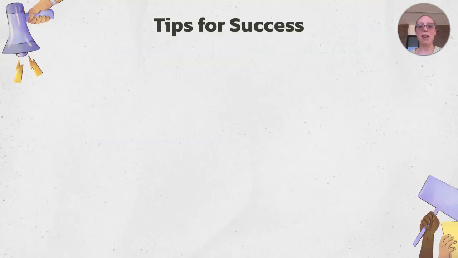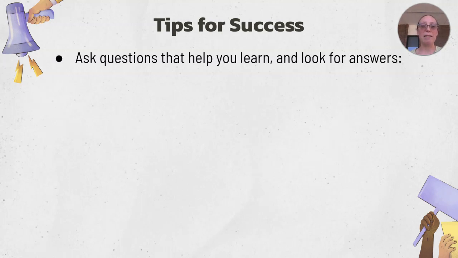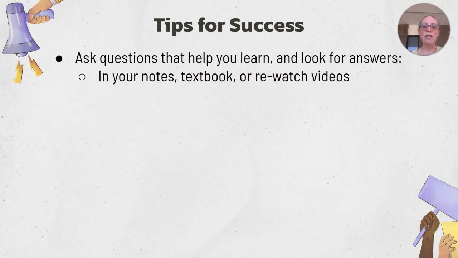If we're treating everyone well, following the social contract, then there are a few other things for academic success. Make sure that you ask questions to help you learn and look for answers. So questioning in your mind helps you take in the information. In your notes, textbook, videos, you get the information. If you have a question and you're pretty sure it was there, or you aren't sure, check your notes first.